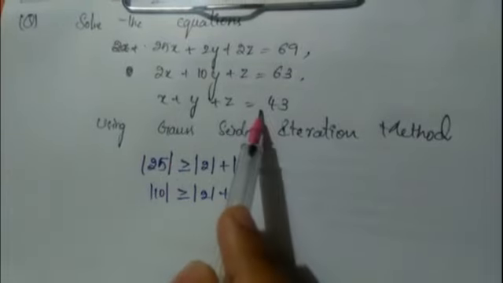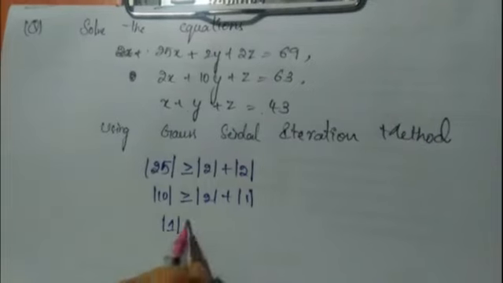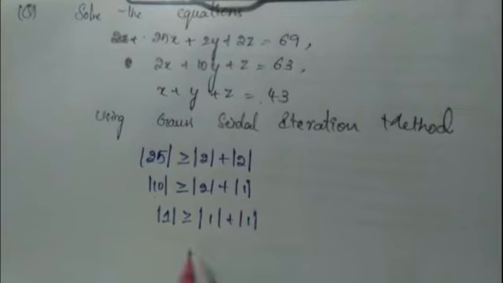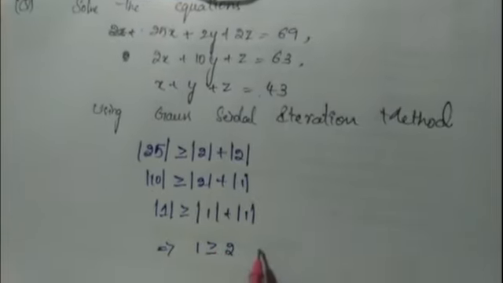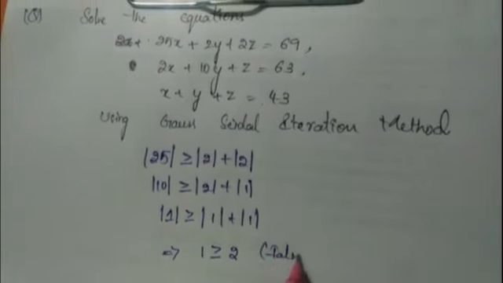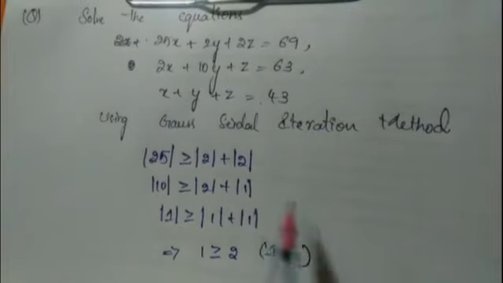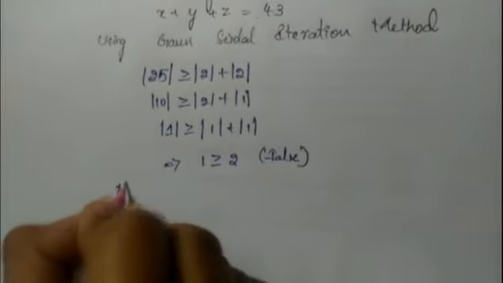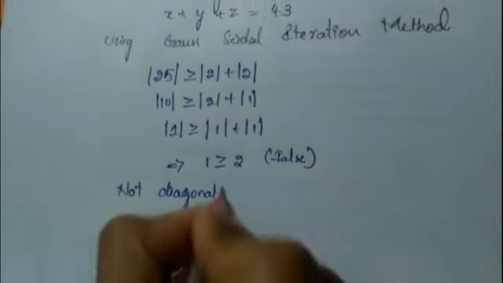From the third equation, if we take the coefficient of z, 1 is greater than or equal to the coefficient of x plus the coefficient of y, that is 1 greater than or equal to 2. So this condition is false. From these three conditions, the first two are true and the third condition is not satisfied. So we write that these equations are not diagonally dominant.